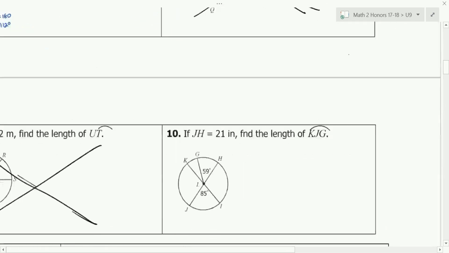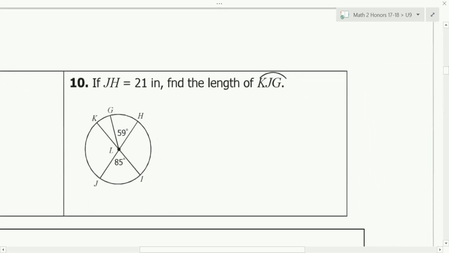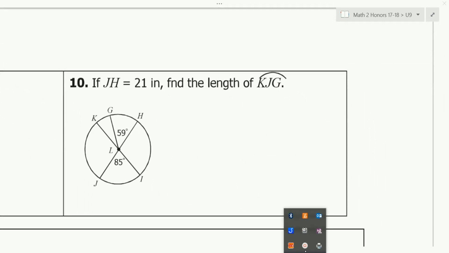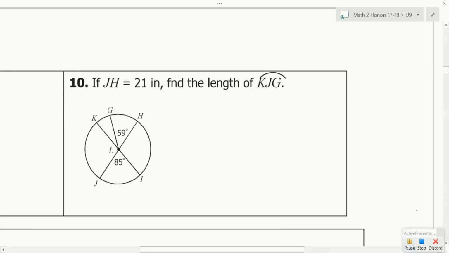Now let's skip to number 10. On the next page, try this problem out. Okay. Kateri, can you share what you did on number 10? Okay, so Kate, so you found that this is 26? How did you find that 26?